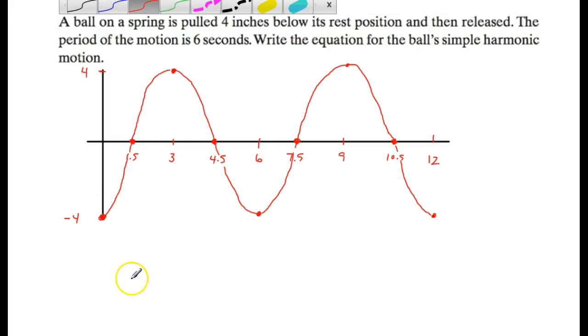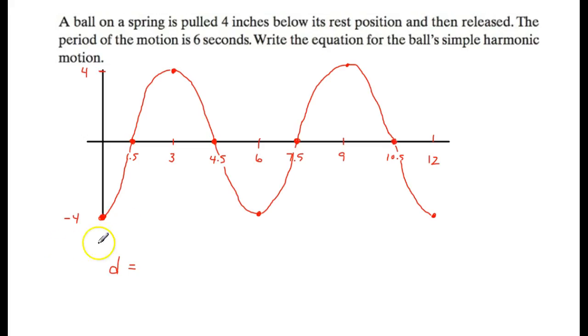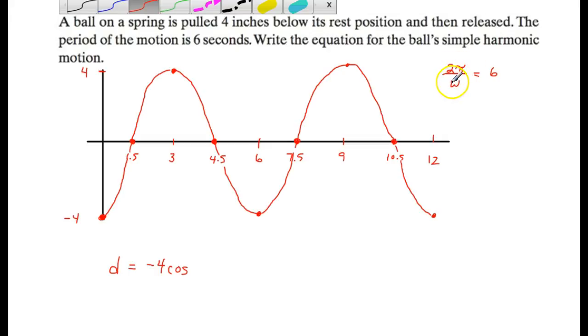All right, now D is what we typically use again for the displacement. D equals A cosine. So the A is the amplitude. The amplitude is from the midline to the distance, just like it was before. So amplitude is 4. But because we start off negative, we're going to use -4. All right, and then this is cosine because we're starting off either at a maximum or a minimum. We're not starting off at the origin or the midline. So we're starting off with cosine. And then the period is 6 seconds. Remember, the period is determined by taking 2 pi and dividing by omega. So our period is 6. So switch omega with the 6.